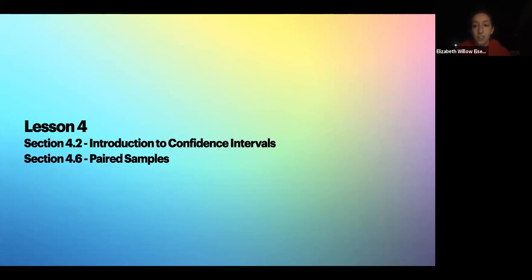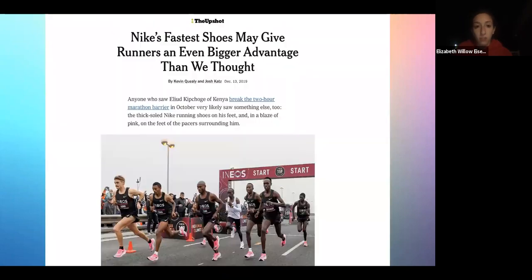So this is just going to be one article that was in the New York Times. It was called Nike's Fastest Shoes May Give Runners an Even Bigger Advantage Than We Thought. So this is the article. It was published in December of 2019. And so it's about these shoes. You can see them. There's these pink shoes in the photo here.